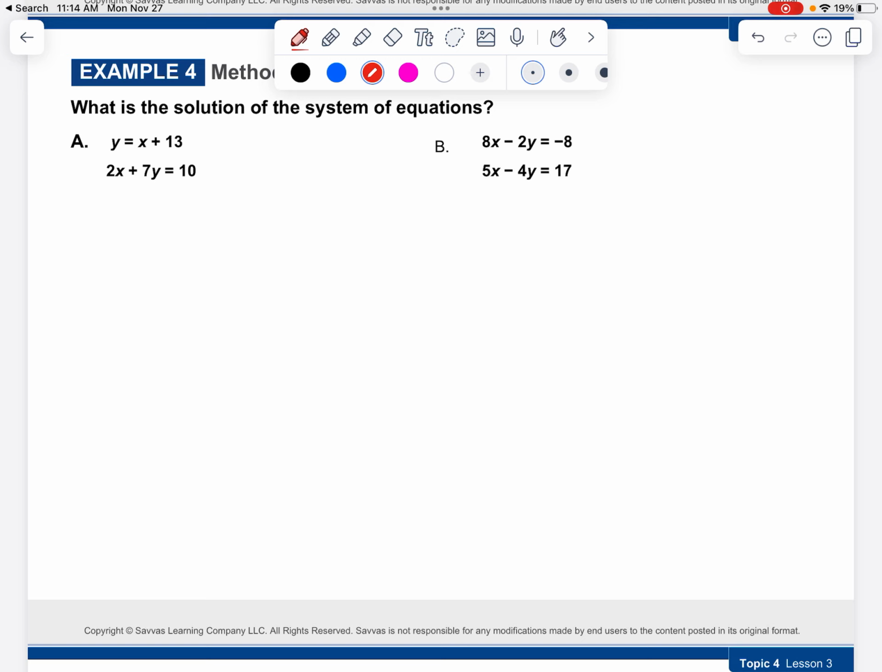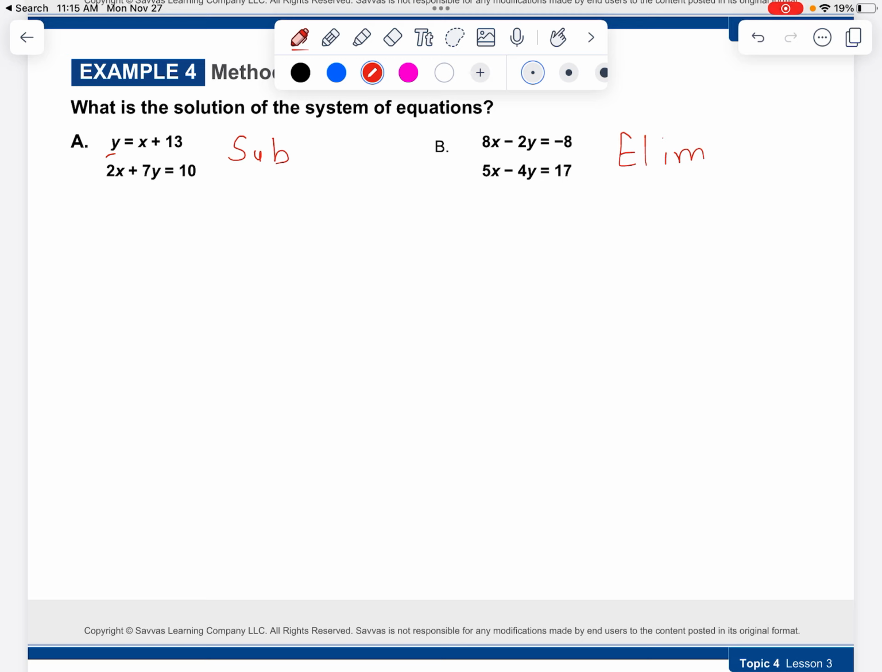Our first equation has y by itself, equal to x plus 13, so our x and our y are not aligned. What I would use is substitution, which was learned in section 4.2, to solve that system. The second problem is set up like the problems that we've been working on in this section, so I would definitely use elimination to solve.